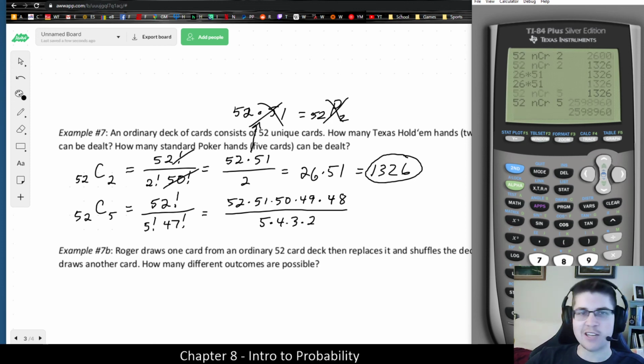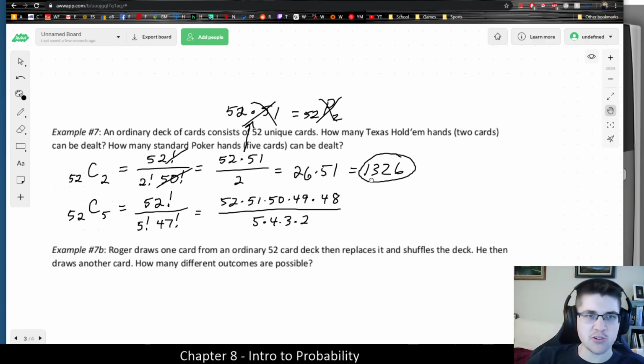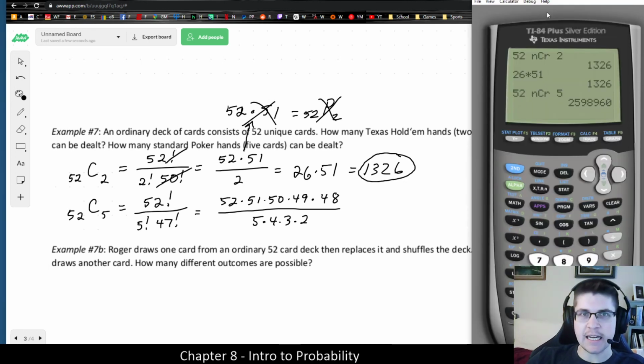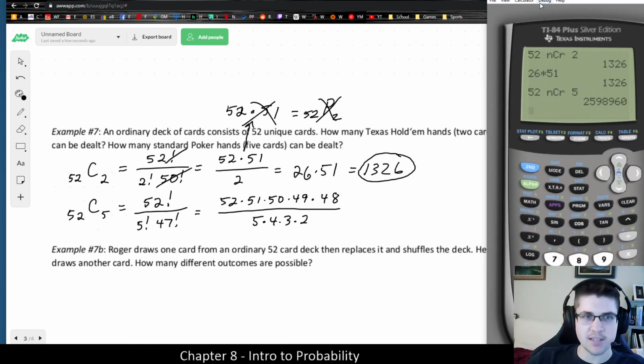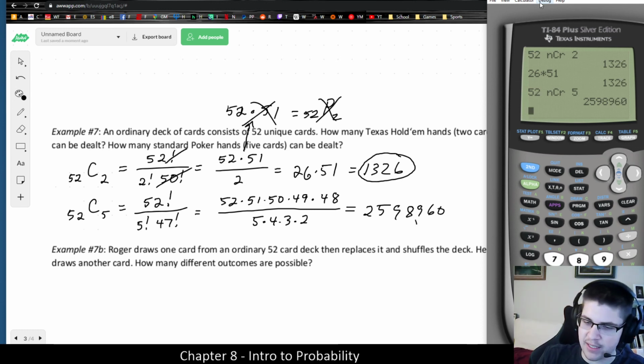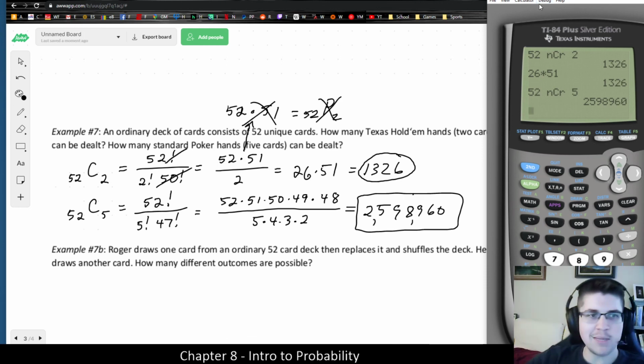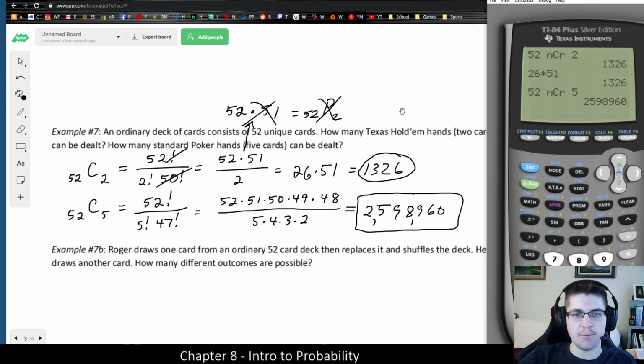But ultimately, I want you to understand the math behind what's going on, which if you just use your calculator, it's kind of taking away the understanding and the concept. So you don't want to be overly reliant on your calculator because you want to understand what's actually happening with the math that you're doing. Because learning math without really getting it is not really that helpful. Anyways, there would be 2.6-ish million starting 5-card hands in regular poker as well.